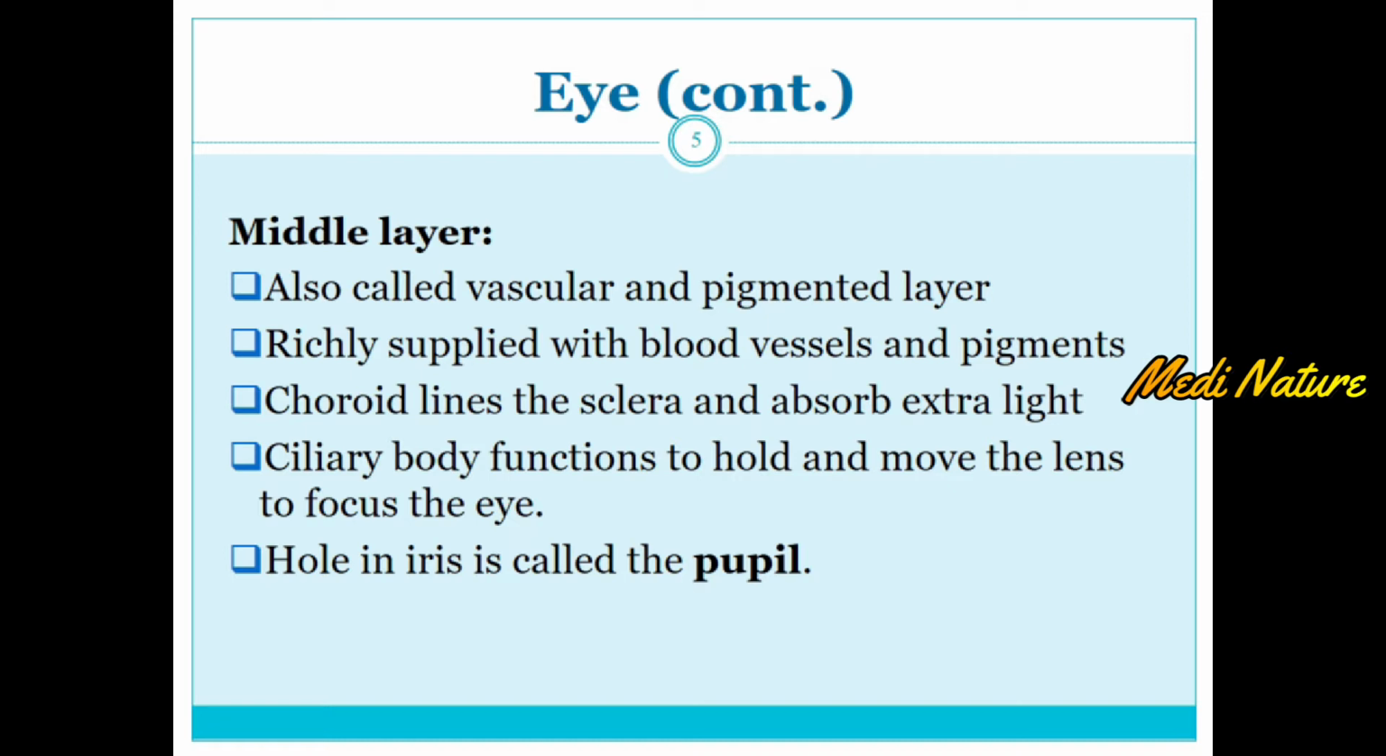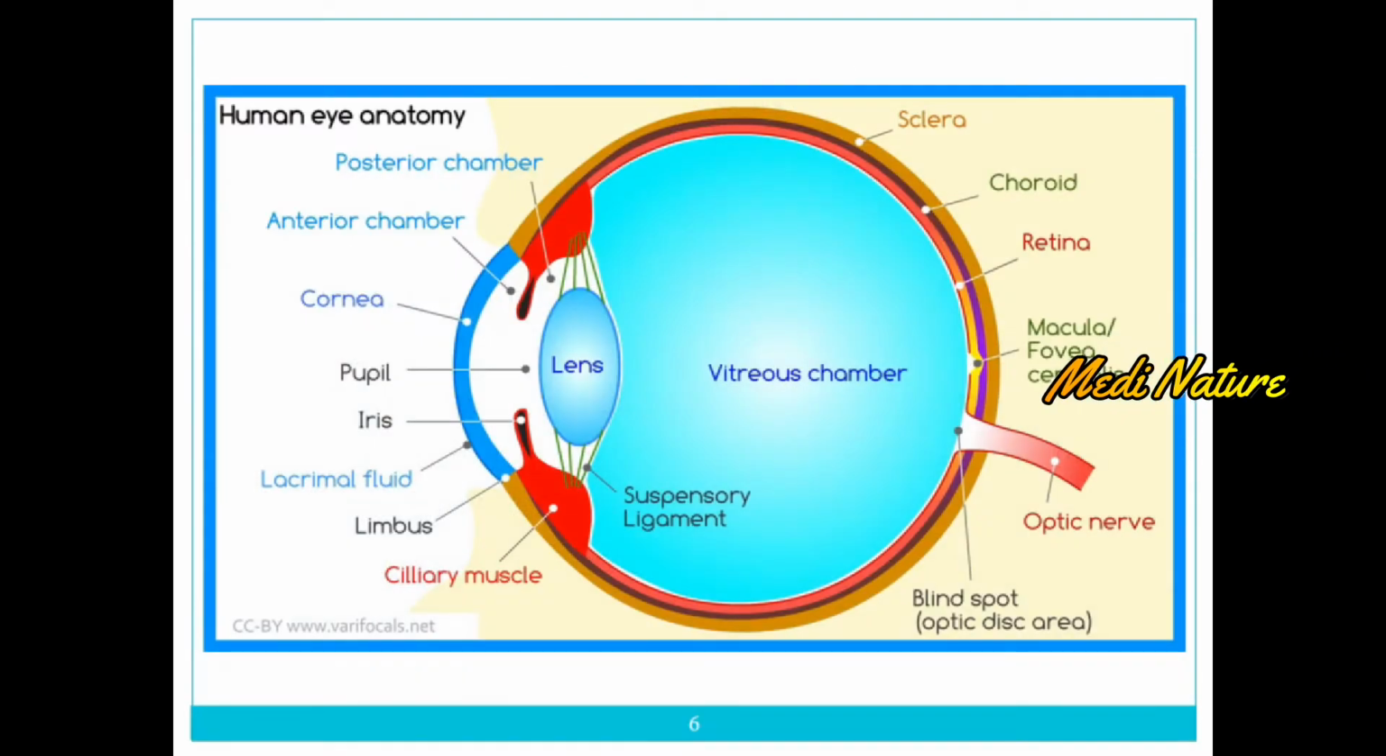The anterior part of the middle layer forms the iris. There is a hole in the middle of the iris. This hole is called the pupil. So in this picture you can see the middle layer, which is mainly formed by the choroid and also the ciliary muscle and the iris. There is a pupil in the middle of the iris.